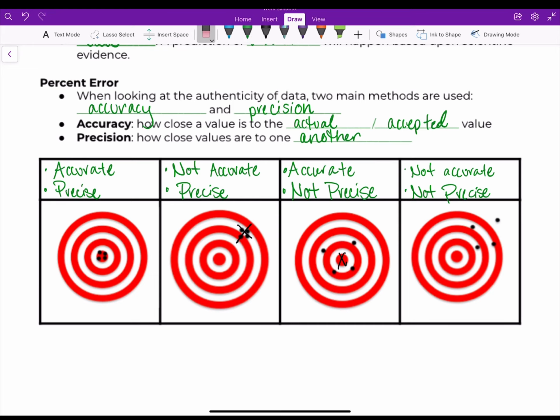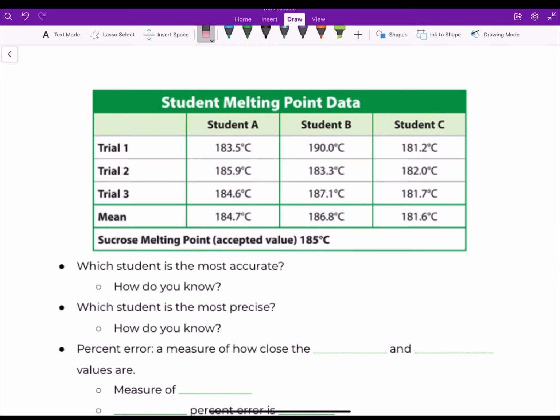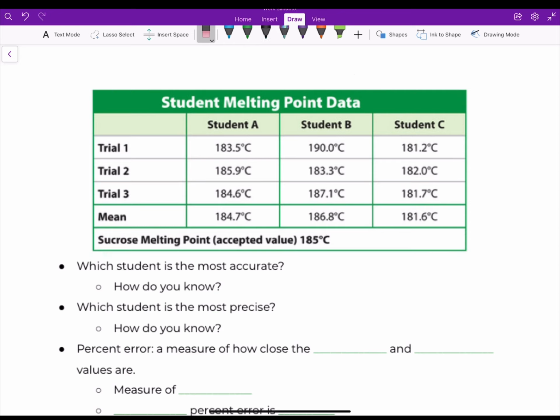So that's looking at targets, but we're gonna shift gears now and talk about data because that's a little different. The targets are really helpful conceptually, but now let's see what's going on with data. We have some data here, and students are getting the melting point of sucrose. Sucrose is just sugar, so think table sugar, that's sucrose. And they're trying to melt it. So you can imagine putting sugar in a tube and then they're trying to melt it and figure out what the temperature is. Now, it is known that the melting point of sucrose is 185 degrees Celsius.